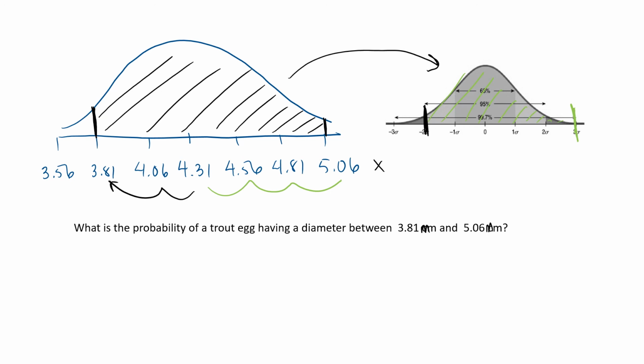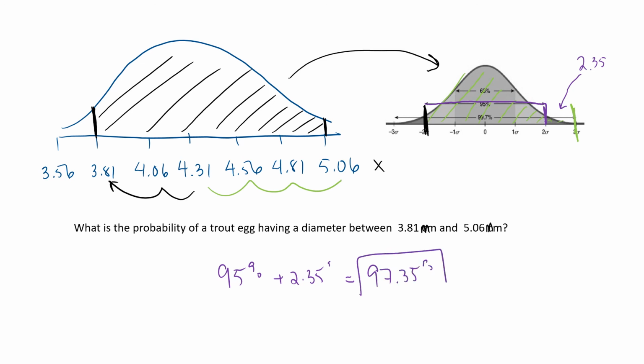Now notice that between here and here is 95%. And then I have to just add this little tail end, which we did in a previous problem. We figured that was 2.35%. So that gives you 97.35% probability that the eggs are going to be between the given range.